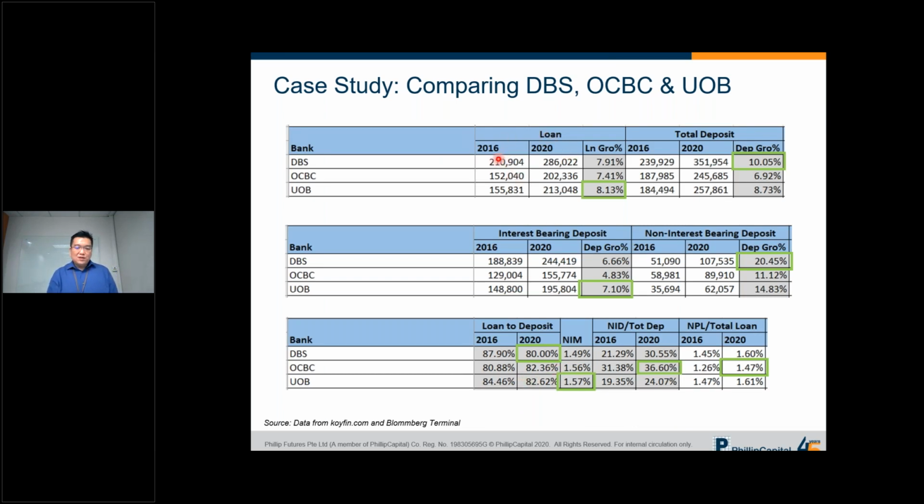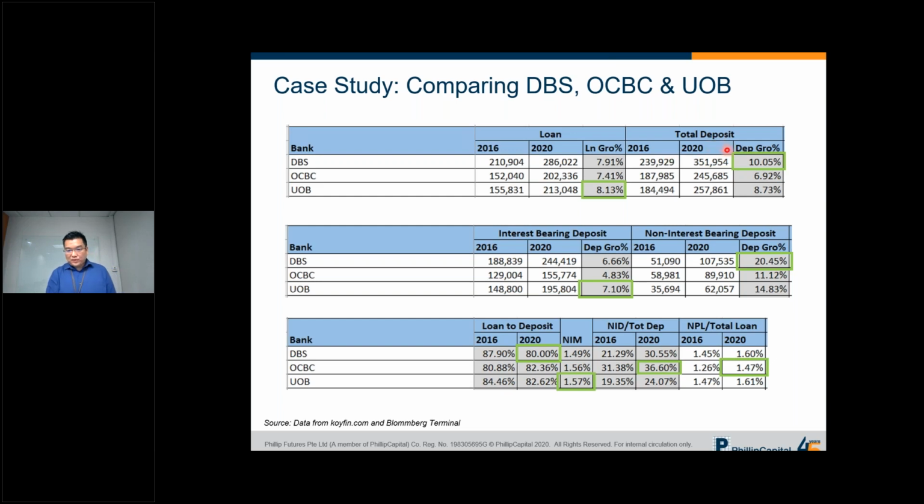Firstly, on loans, you see two columns here, 2016 and 2020, and then we put all the years in between. I just want to look at the difference between the two and how each has performed so far. So this is loan growth analyzed over the past 5 years, for DBS, OCBC and UOB. In this respect, UOB has performed better in terms of loan growth.